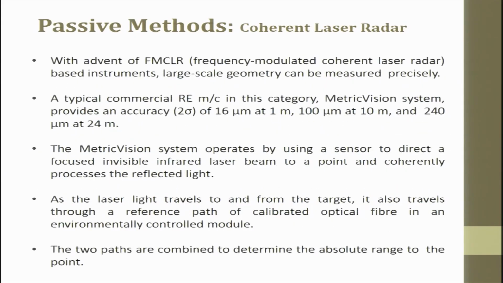With the advent of frequency modulated coherent laser radar based instruments, large scale geometries can be measured precisely. A typical commercial reverse engineering machine in this category is the Metric Vision system, which provides accuracy up to 16 microns. As the laser light travels to and from the target, it also travels through the reference plane of a captured optical fiber in an environmentally controlled mode. The two paths are combined to determine the absolute range to the point.